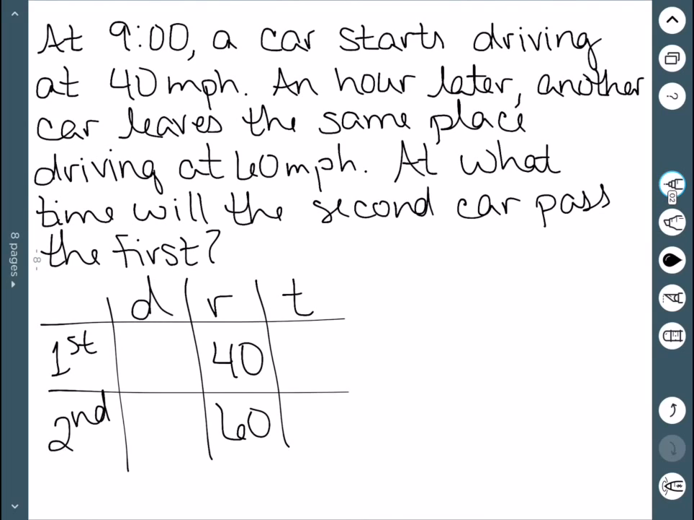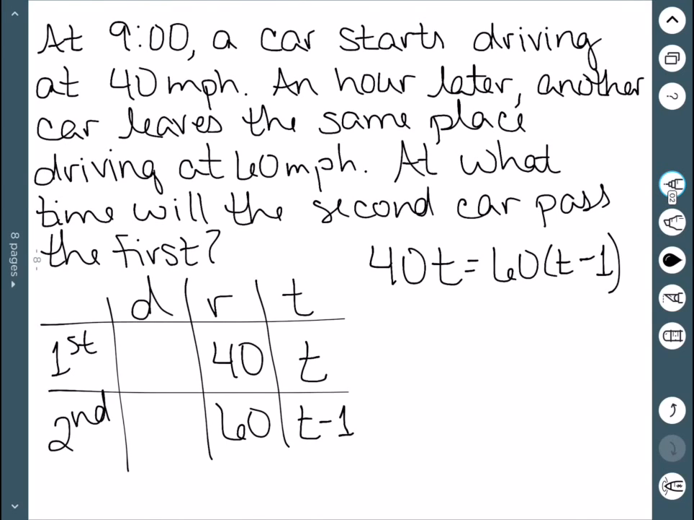For T, we don't know this. I'll let the first one, I'm just going to actually call it T. The second one would be T minus 1 because they left an hour later, so they've been driving for 1 hour less. And we want to know when these two things are equal. So I'm actually trying to find when 40T is equal to 60 times T minus 1. I can multiply this out to get 60T minus 60.